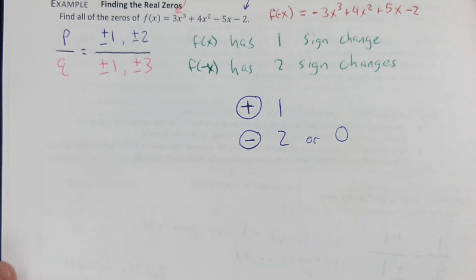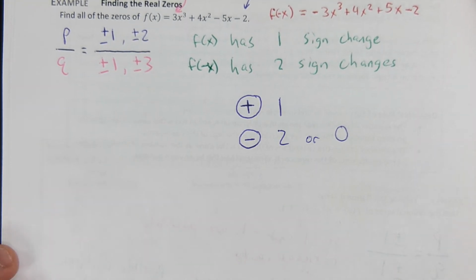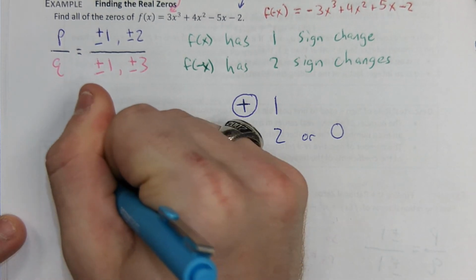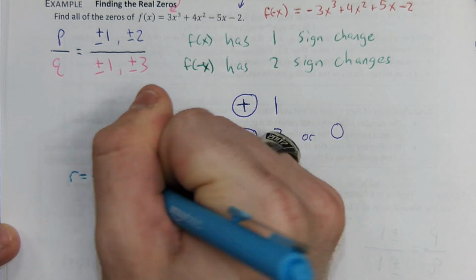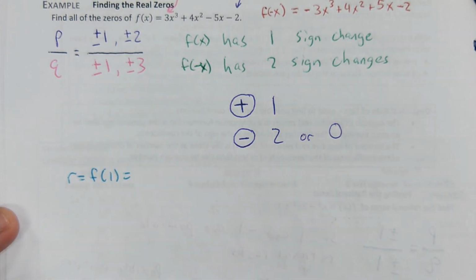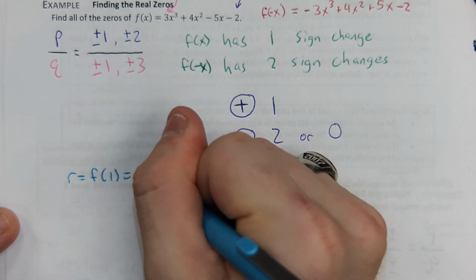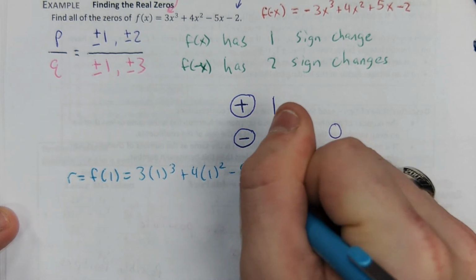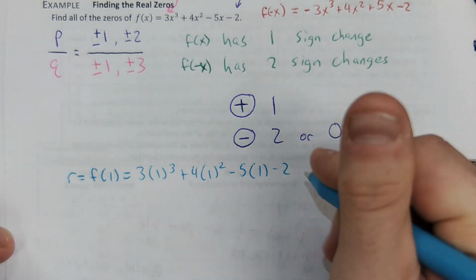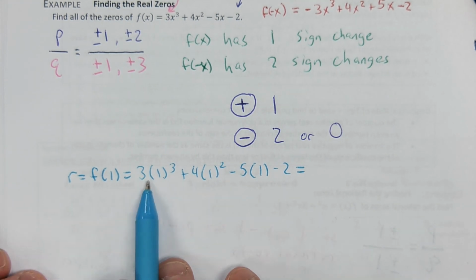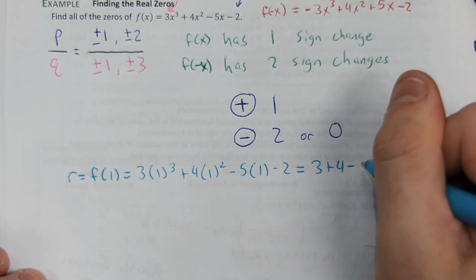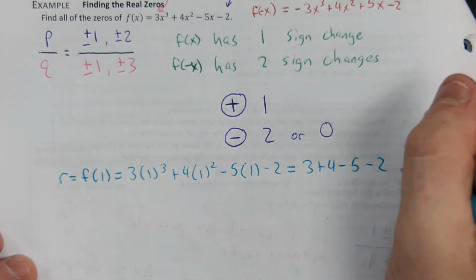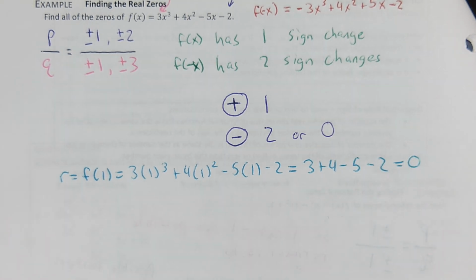All right, so let's go ahead and check some stuff. Let's check f of positive 1. Let's use the remainder theorem and check positive 1. Our remainder when we check positive 1 is 3 times 1 cubed plus 4 times 1 squared minus 5 times 1 minus 2. Let us see: 3 plus 4 minus 5 minus 2. Hey! Jackpot! That worked.